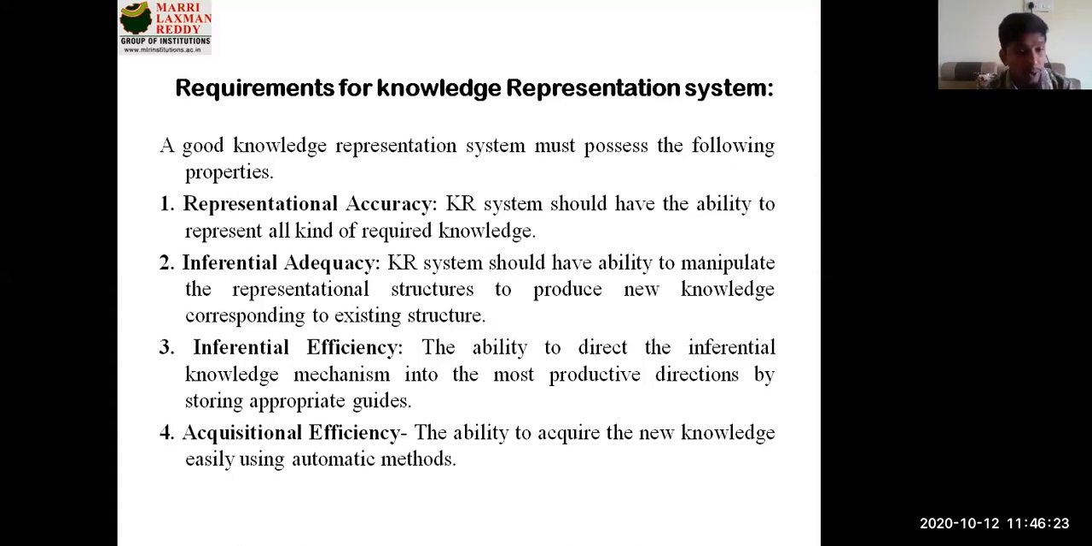And the next one is acquisitional efficiency, that is, the ability to acquire knowledge easily using automatic methods.